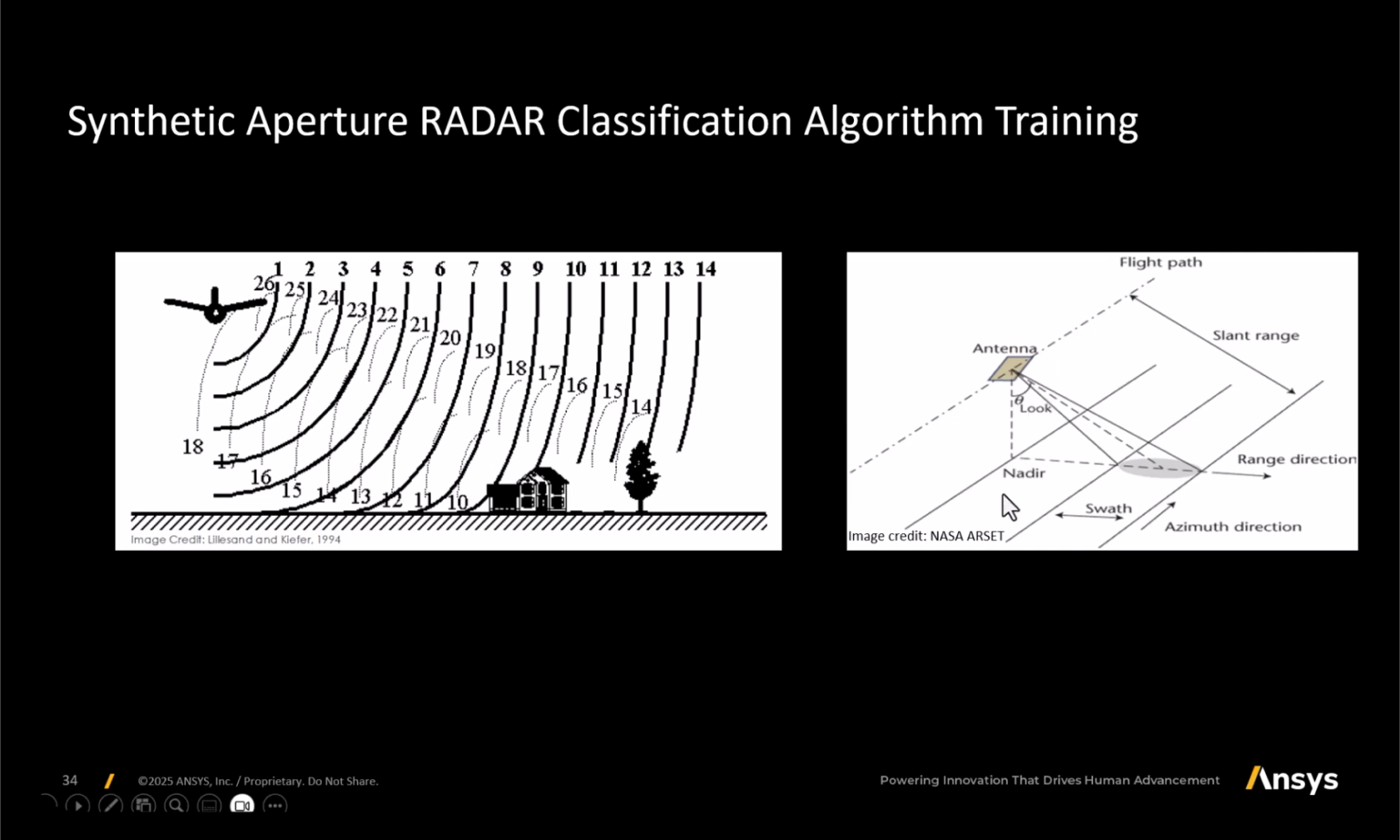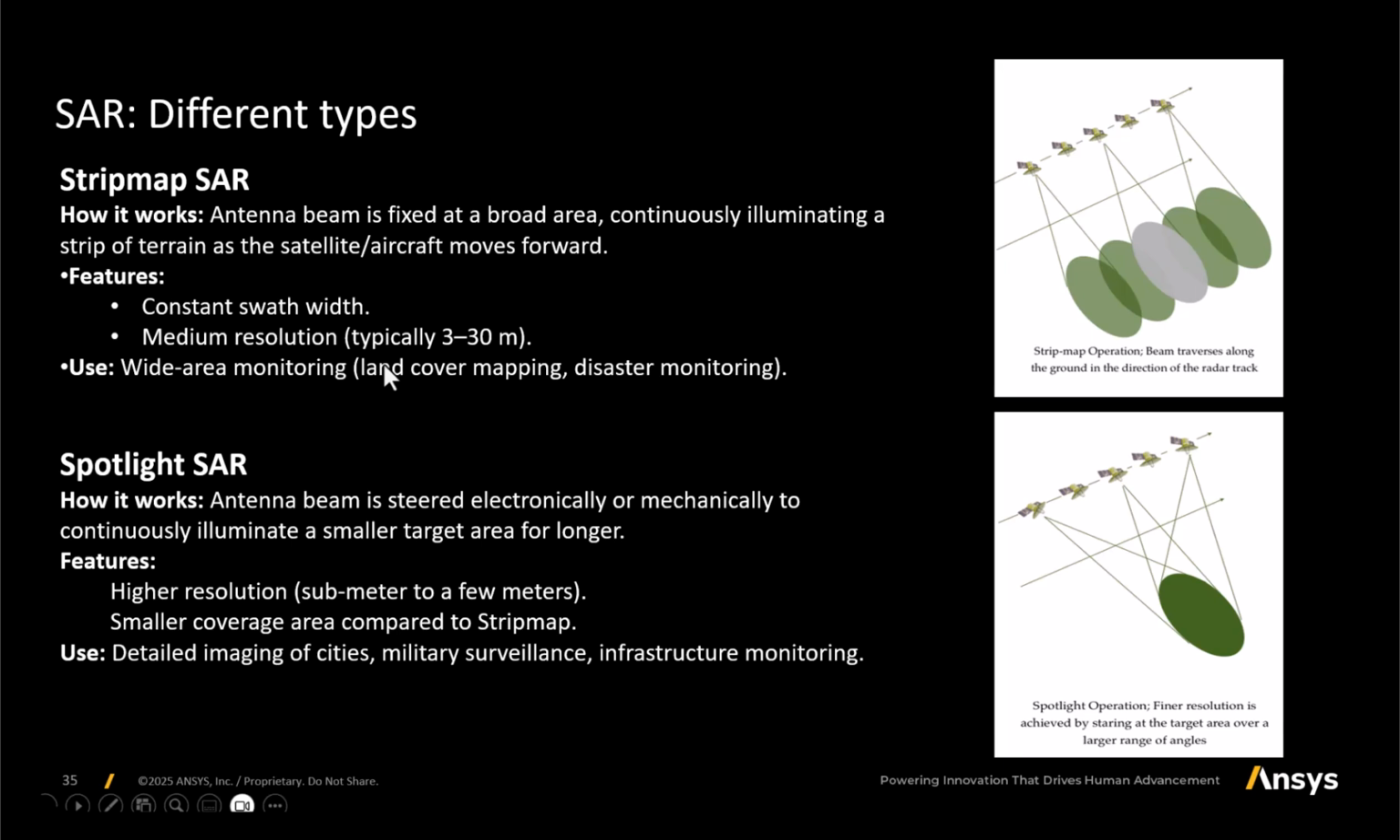So there are different types of SAR imaging. We will discuss that in a very simplified way. The first one is called strip map SAR. How it works: the beam is fixed at a broad area, continuously illuminating a strip of terrain, with either a satellite or an aircraft. I send one pulse, then I move my satellite to another location, send another pulse, then another pulse. This creates multiple reflections from the terrain, and after that you can create an image out of it. That's strip map SAR.